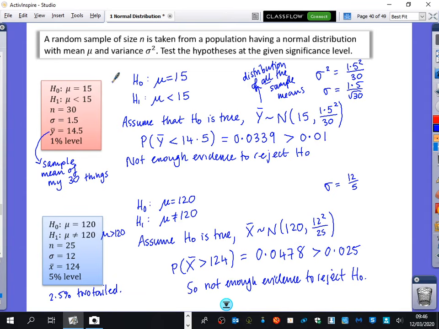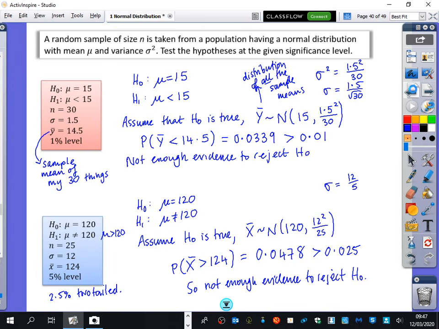Yes? Can you explain why you divide the variance, why it's over the value of n? So the deep reason of why it's divided by n, I can't go into, because I actually don't know the deep reason why it's divided by n.